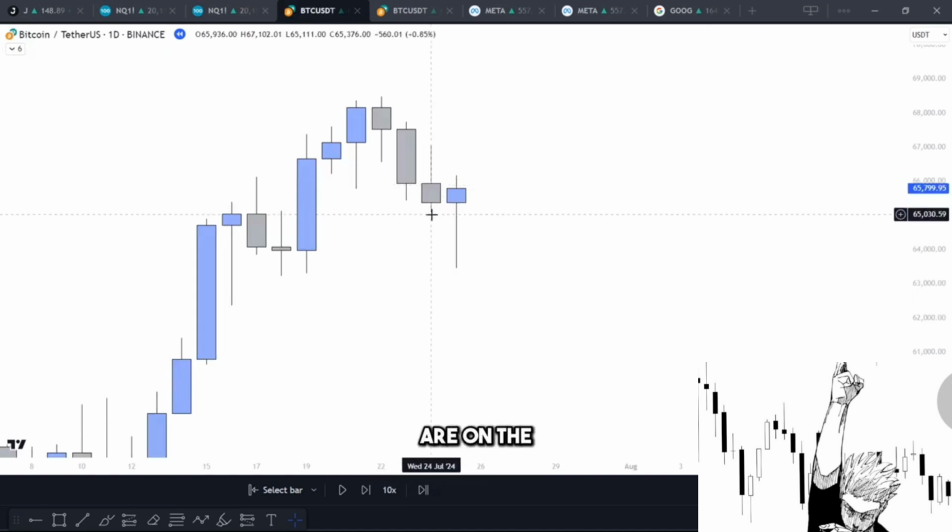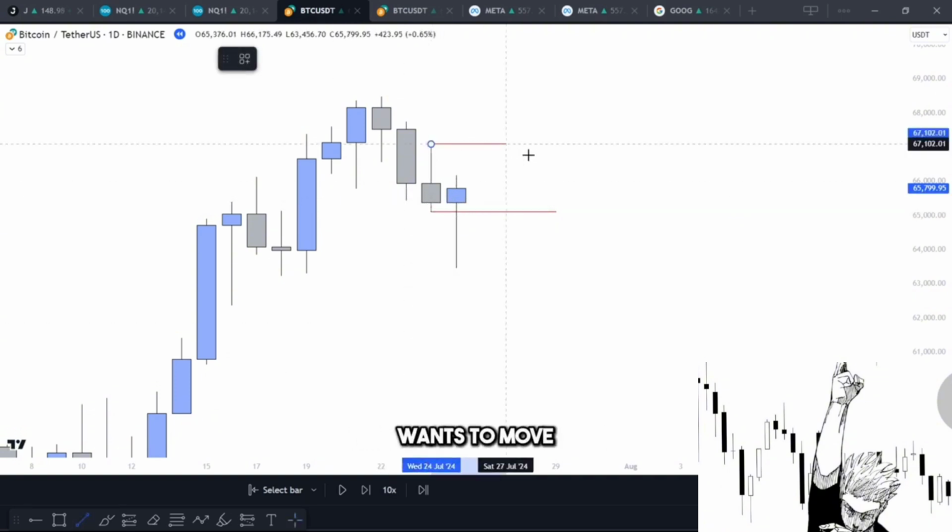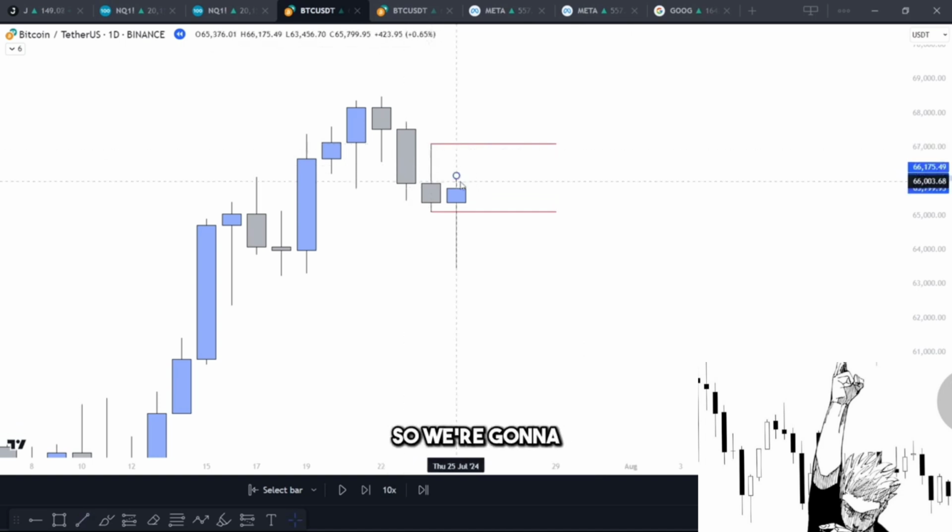So here we are on the daily time frame once again, and what do we see? Price takes out the low of this candle, and the colored part of the candle, which is the body, closes above the low. So now I automatically understand that price wants to move to this high of this candle. So we're going to draw a line at the high of this candle, and once price breaks it on the lower time frame, that's when we take an entry for a move to this high.